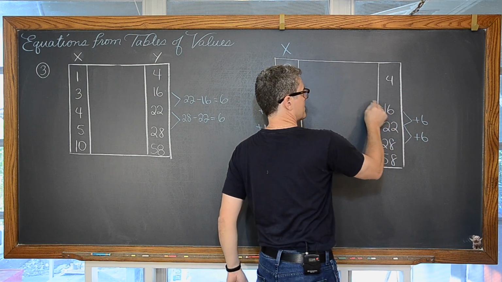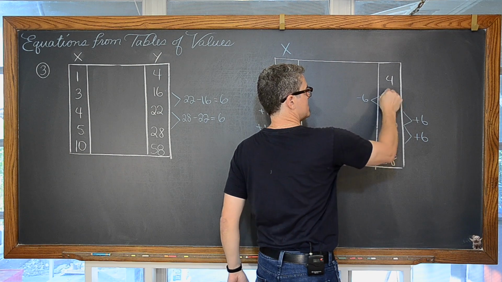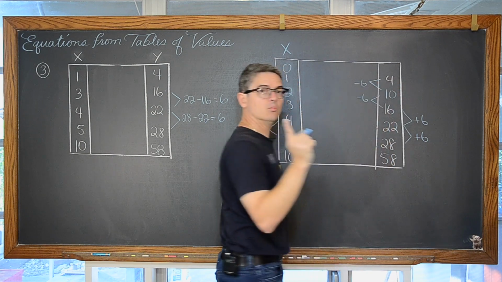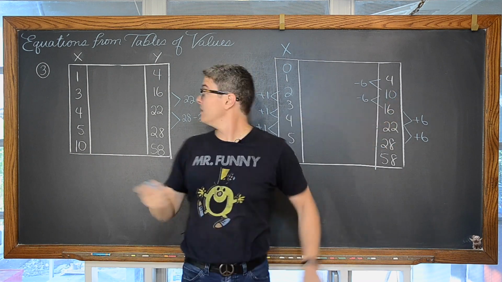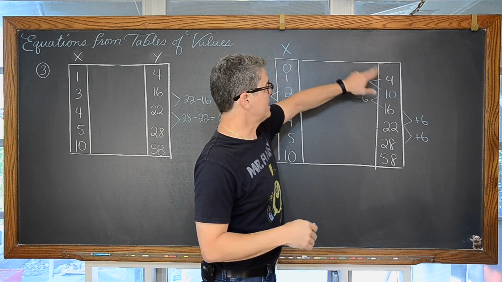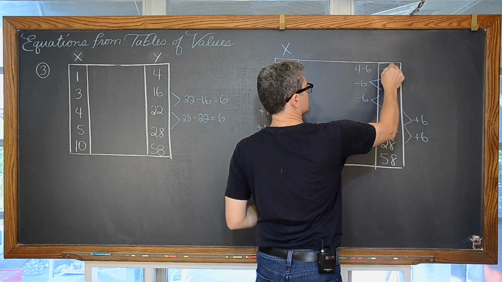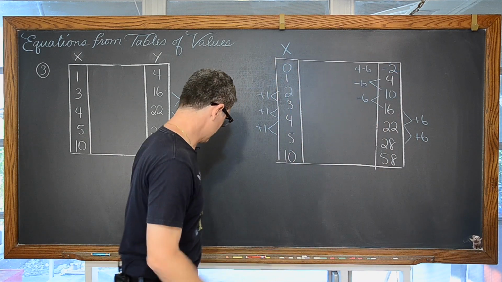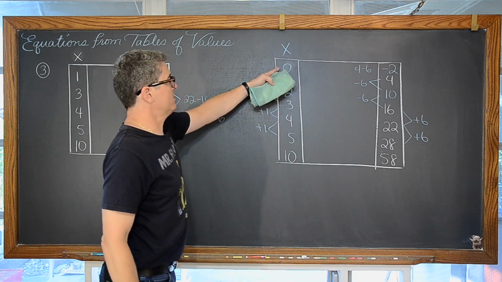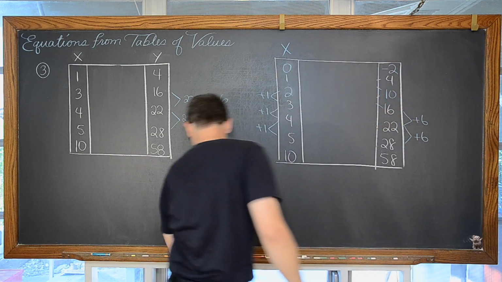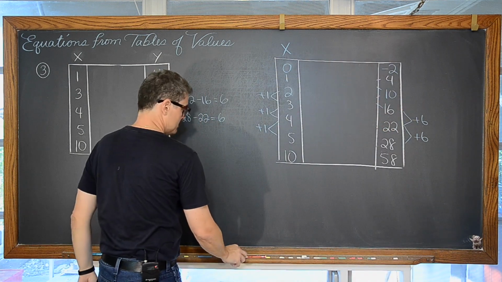16 minus 6 is equal to 10. 10 minus 6 is equal to 4. I had that before, right over here. Now if I back up again, 4 minus 6 is going to be equal to negative 2. Okay, so why do I want to go back all the way and include a 0 line?